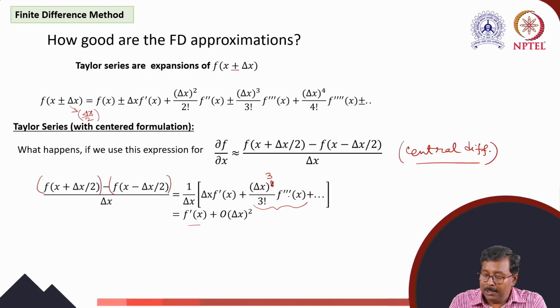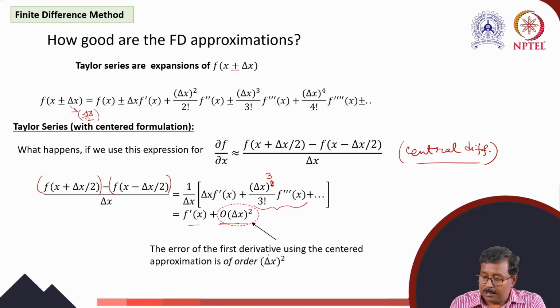So ultimately the first neglected term is delta x square, and higher order neglected terms will be proportional to delta x cube, etc. That means here the error is of the order of delta x whole square. Earlier in the forward difference technique we have seen the error is of the order of delta x, and here it is of the order of delta x square. Of course delta x square is much less than delta x, because delta x is less than 1. That's why in the central difference technique the error is always less.